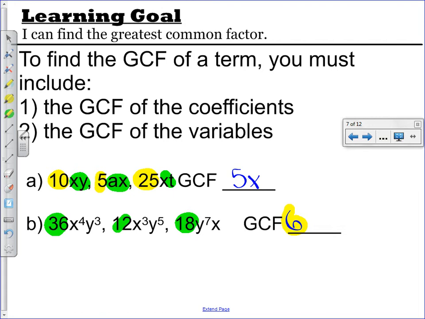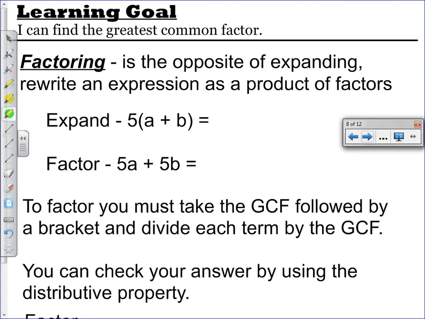Now what would it be for the variable? X, y cubed. Huh. Let's look. I have x to the 4, 3, 1. So it is 1. I only have one x. I have 3, 5, 7. Y cubed. How are you with this? Do you feel comfortable with this? Okay.